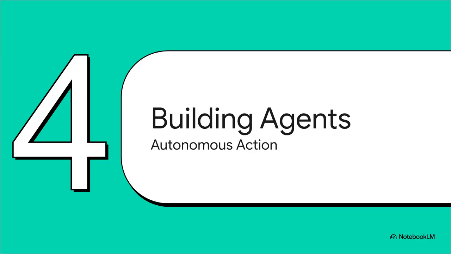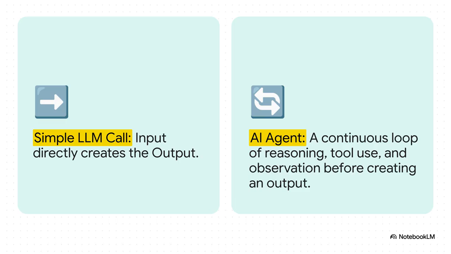All right, we've learned how to make our models knowledgeable. Now let's kick it up a notch. It's time to build systems that don't just answer questions, but can actually go out and do things. Let's talk about intelligent agents. You can see the difference right here. A simple LLM call is just input, output, done. But an AI agent, that's a whole different beast.